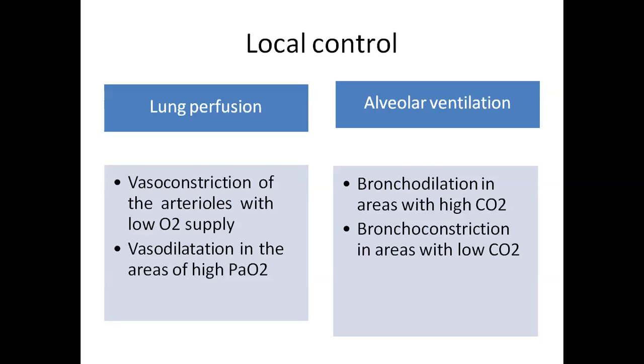In this way, alveolar ventilation also will be controlled by the oxygen and carbon dioxide concentrations or partial pressures inside our body. So this is called local control. Depending on the oxygen concentrations, lung perfusion will be controlled either by vasoconstriction or by vasodilation. And depending on the concentration of carbon dioxide, alveolar ventilation is controlled by bronchodilation and bronchoconstriction. So these two categories of activities are considered as local control.